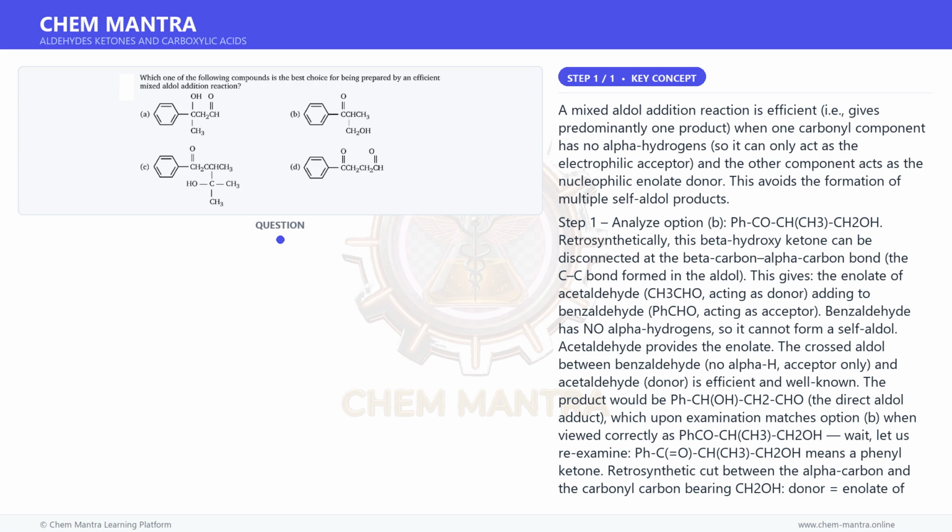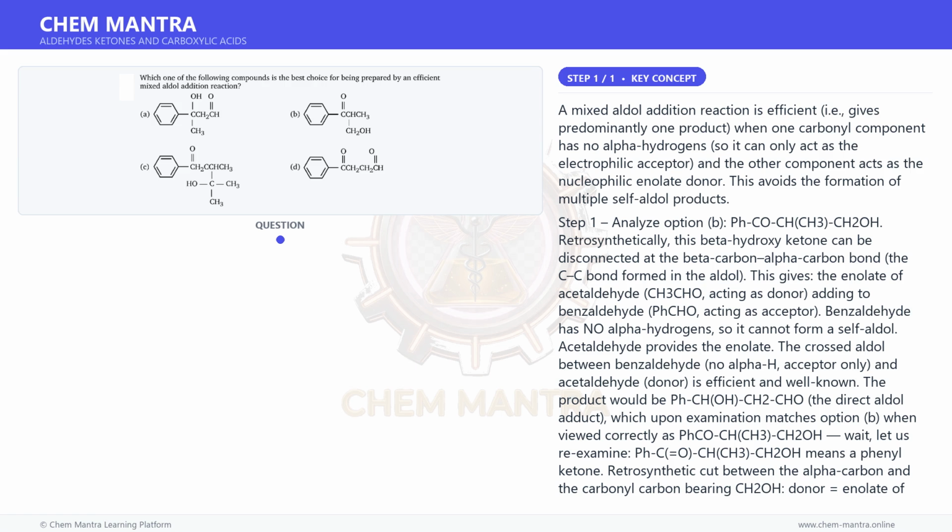The alpha carbon has both CH3 and CH2OH substituents. Retrosynthetic disconnection: acceptor is formaldehyde, HCHO, no alpha H, and donor is the enolate of PhCH2CH3, propiophenone. Formaldehyde has no alpha hydrogens, so it acts solely as the electrophile. Propiophenone acts as the enolate donor.